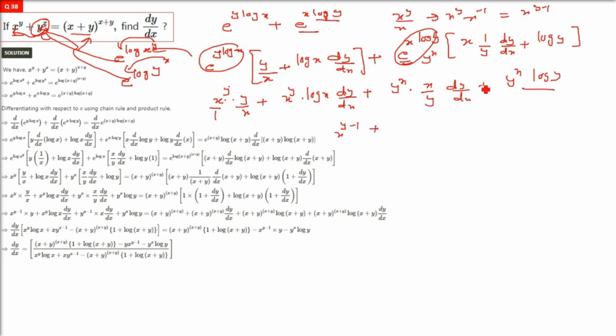Y will be there. And then we have y to the power x log y. So this is y also. Let me write it also: y to the power x log y. Okay, these are the two terms without dy by dx.